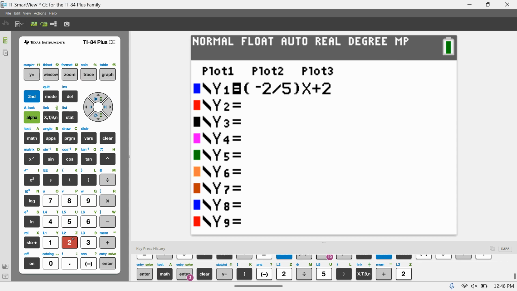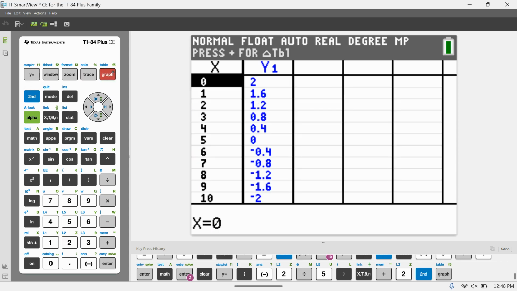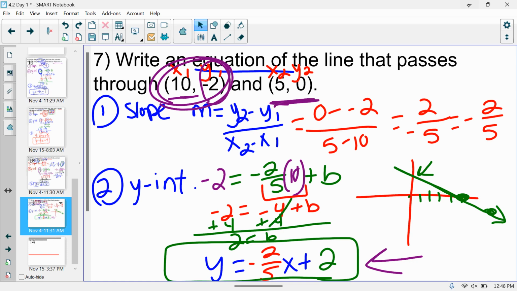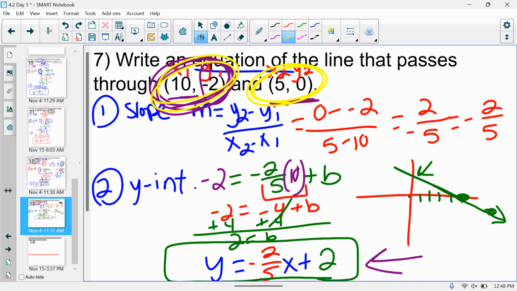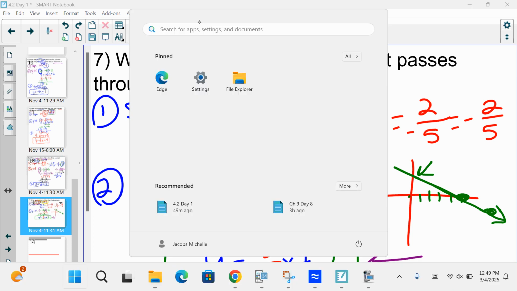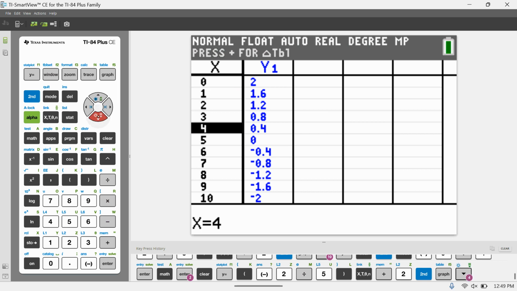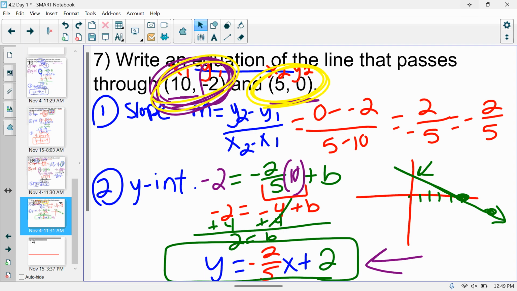Hit second graph and go look at the table. What we want to look for in the table is to make sure that these 2 points are in the table. Because remember, we were trying to write the equation of the line that contains those 2 points. If those 2 points are not in your table, you did something wrong. So let's see, we have the point 5, 0, and we have 10, negative 2. So we can be 100% sure that this answer right here is correct, okay?